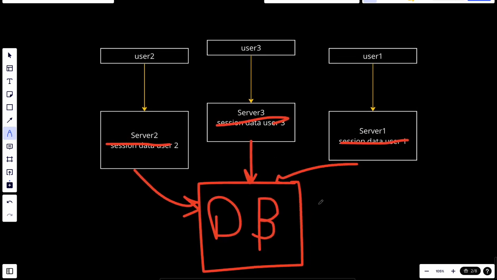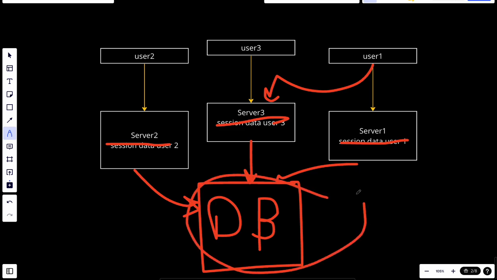This is not bad. Okay, so basically when user number one is connecting with server number one, when for some instance it connects instead with server number three, user number one still gets its data because all of the servers are using the shared database to get the user information.